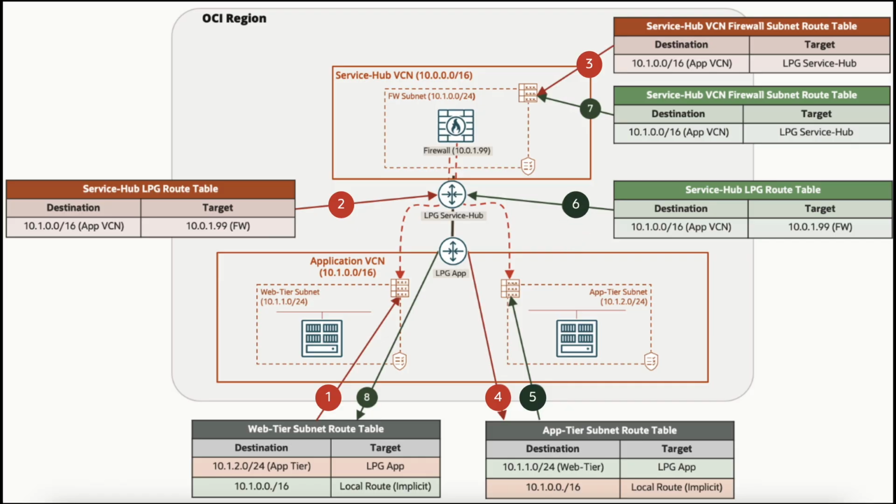The app VCN LPG route table, which has local ingress routing, sends the traffic to the private IP address of the OCI Network Firewall in the service VCN. Upon receiving the return traffic, OCI Network Firewall inspects it and forwards it back to the LPG in the service VCN using its subnet route table entry. The service VCN LPG route table, which has ingress routing, forwards the traffic to the web tier subnet in the app VCN, delivering it to the source instance.